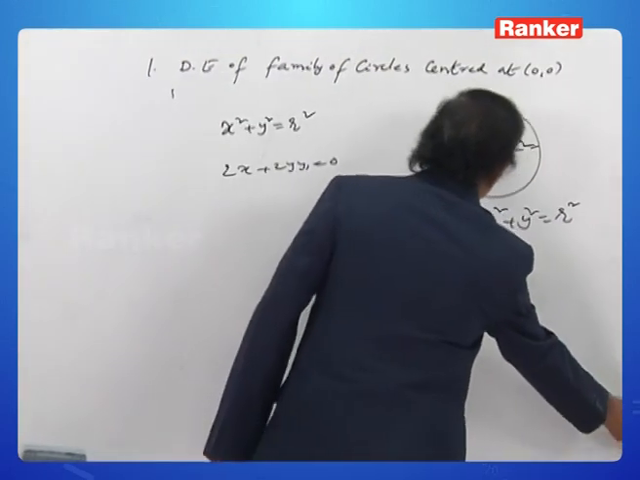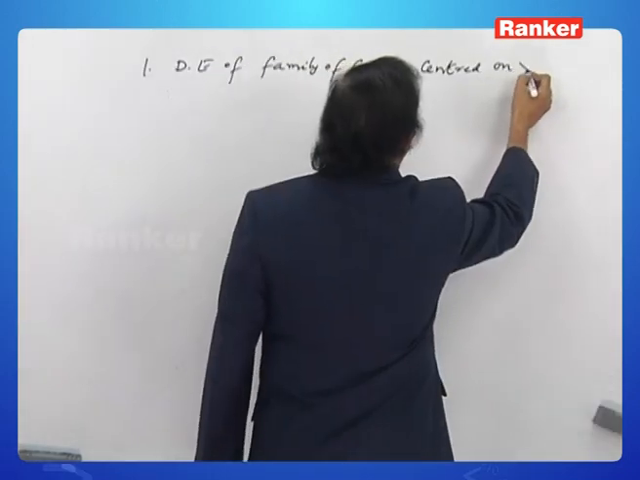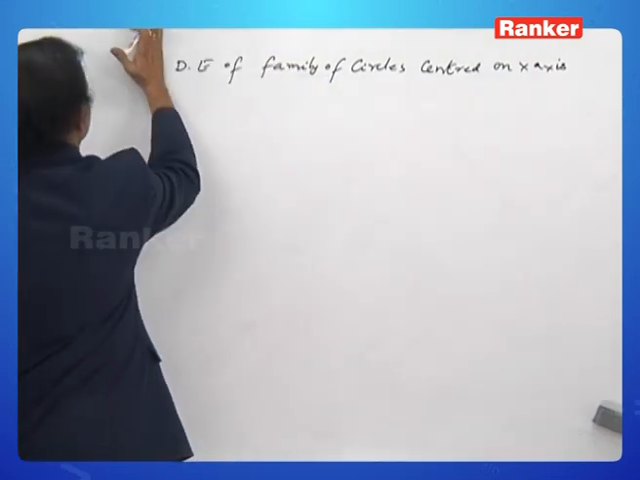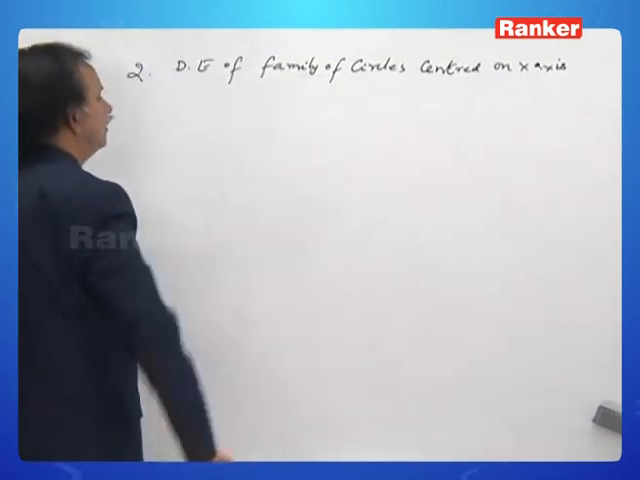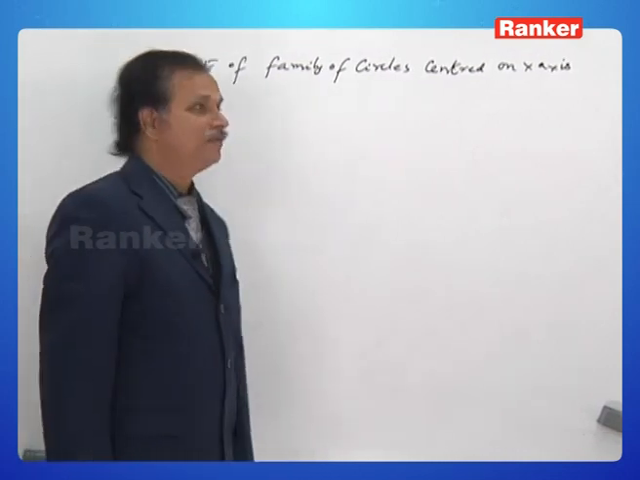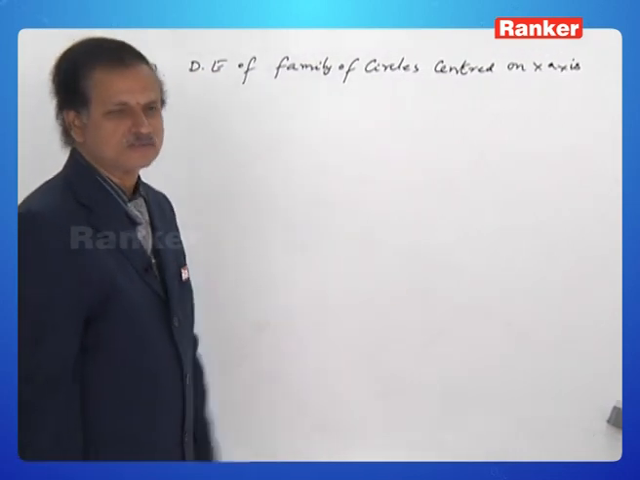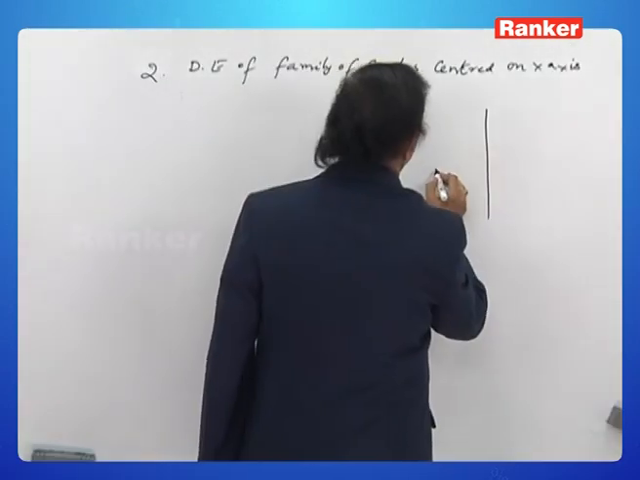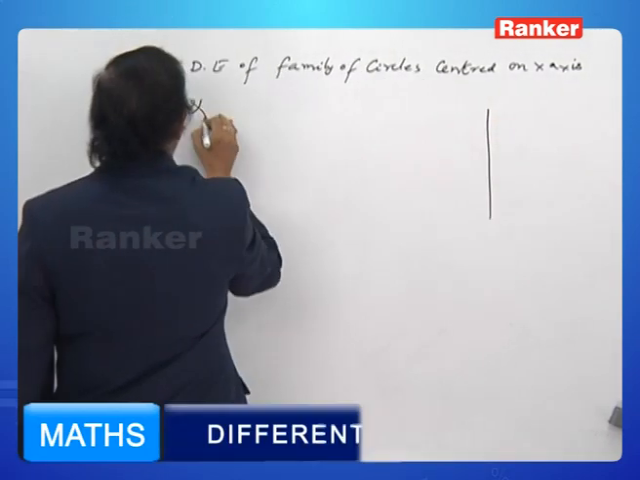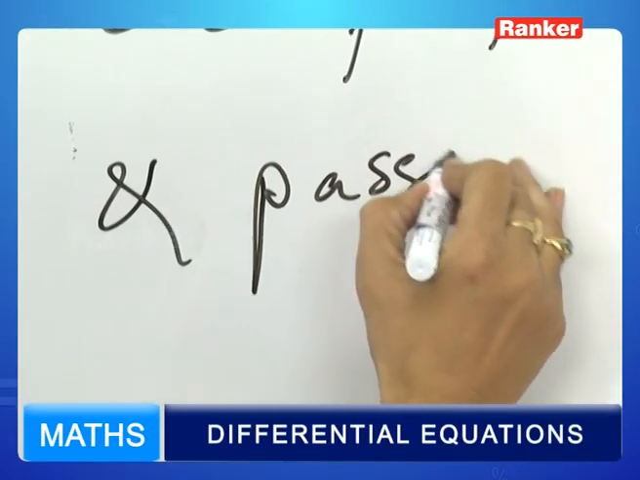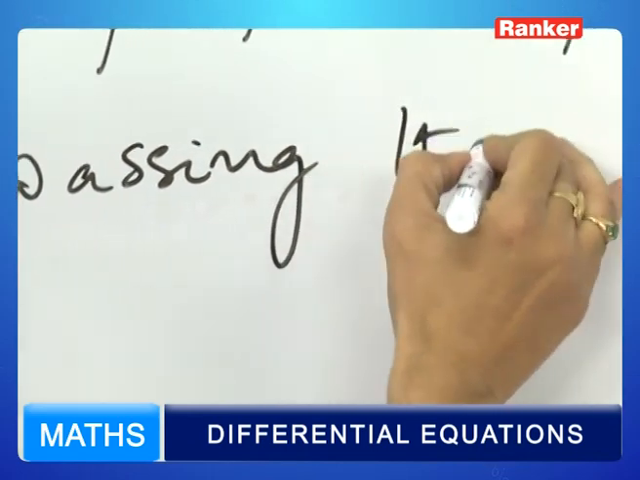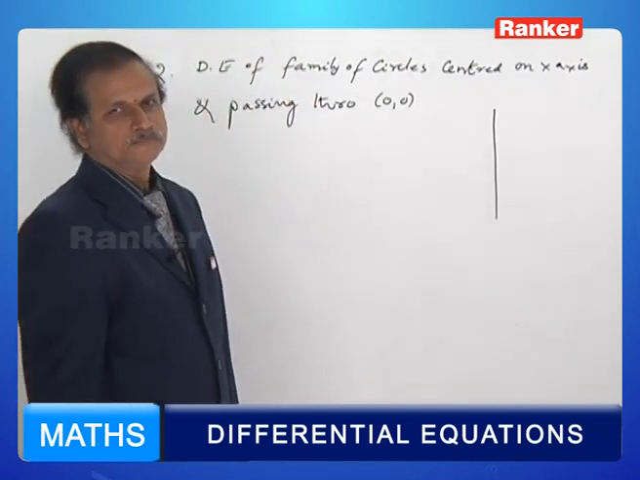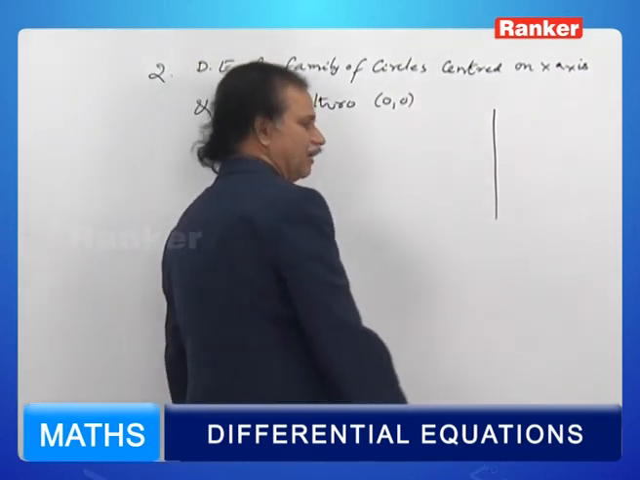Okay then. Next question. Centered on x-axis. The next question is the differential equation of the family of circles centered on x-axis and passing through origin. What is that?